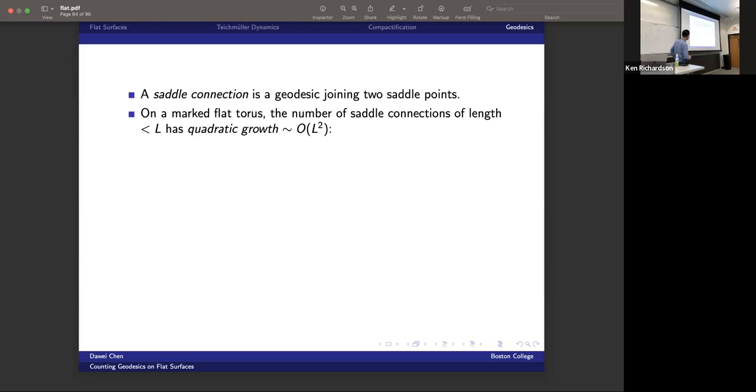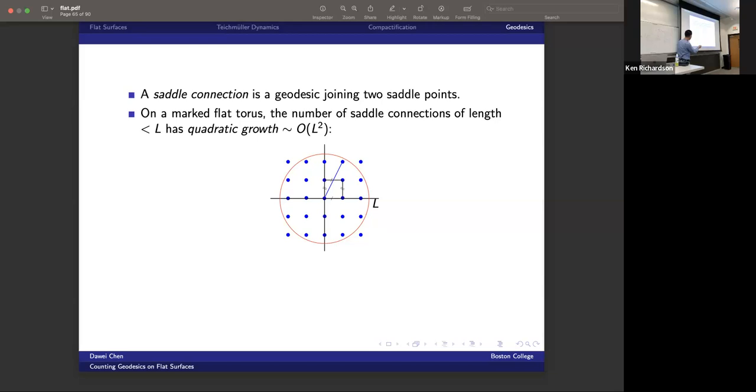Let me make a simple comparison to the case of the torus. Suppose I take the unit square torus. On the torus I don't have saddle points, but let me just make one up by labeling a point as a special point. I label the vertices of the unit square, pretending to be a saddle point. Then suppose I want to study the number of saddle connections from this blue point to itself, with bounded length, if the length is given by L. It turns out, if you count these vectors, it's very easy: you just need to count the number of lattice points in a disk of radius L, depending on whether you want to count orientation, but roughly just count the number of lattice points in the disk of radius L.